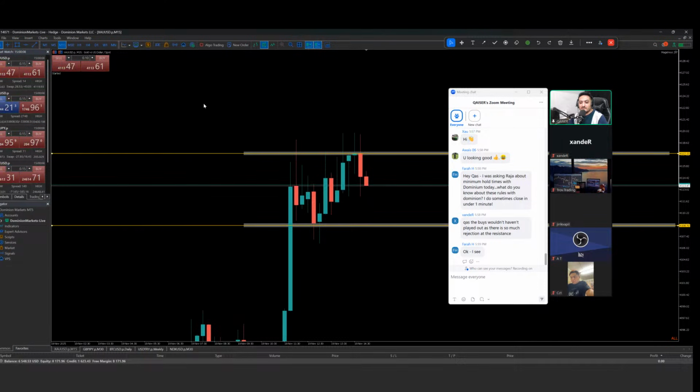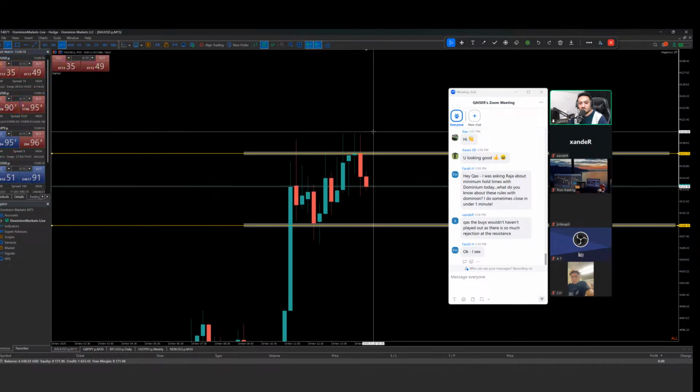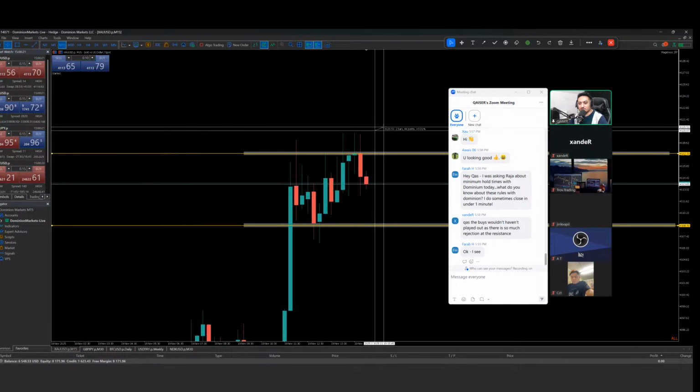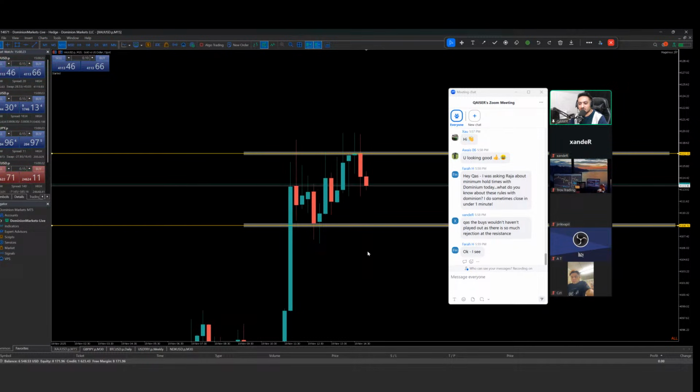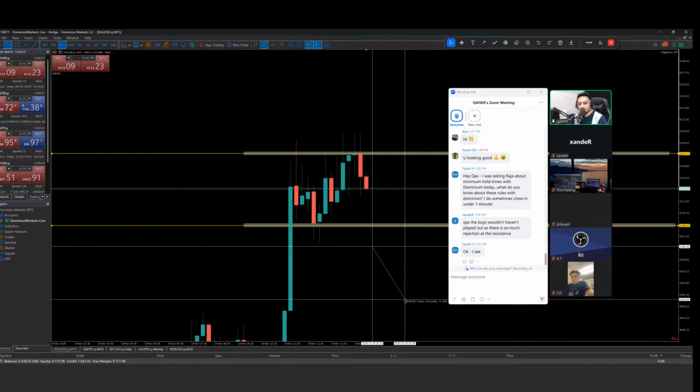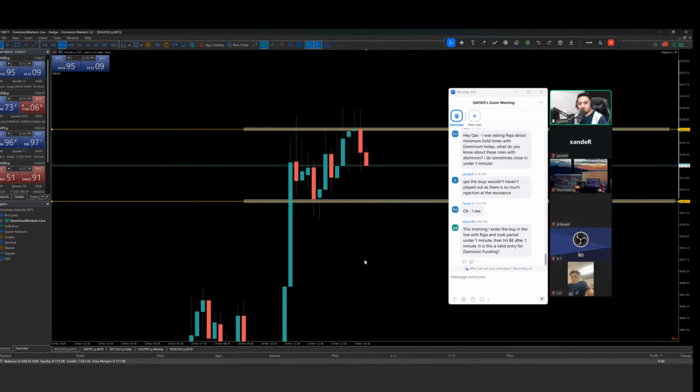The buys haven't played out as there is so much rejection at the resistance. So we are consolidating right now, even at the opening of NY. I'm only interested in buys if you break above this high, 4120, or I'm interested in sells if you break below this area. Both things make sense. We are doing consolidation right now. I need volume to give me some kind of confirmation so I can take some decision there.